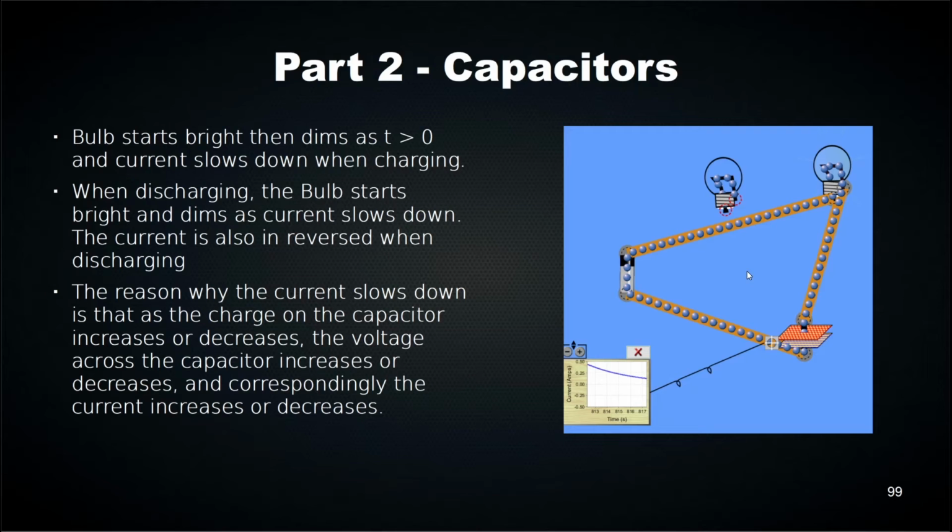The reason why the current slows down in both of these cases is that the charge on the capacitor increases or decreases, which means that the voltage across the capacitor increases or decreases, and correspondingly the current increases or decreases depending on whether we're charging or discharging.